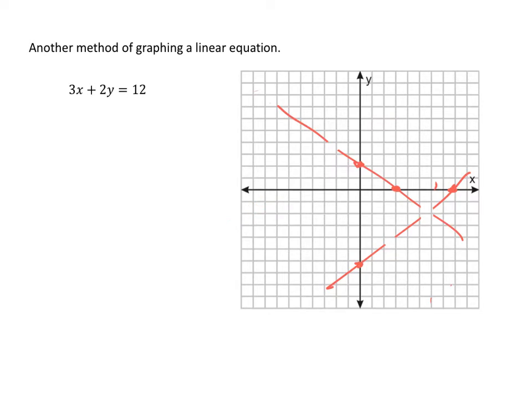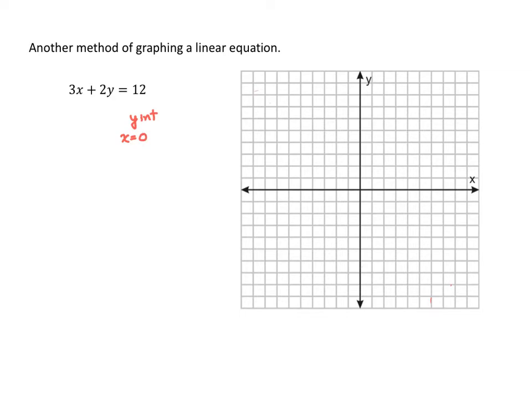So if those 2 points are easy to find, being the x-intercept and the y-intercept, then we can use those. So we just talked about how to find the y-intercept without changing the equation, right? We know that on the y-axis, every point will have x equals 0. At the y-intercept, x will always equal 0.